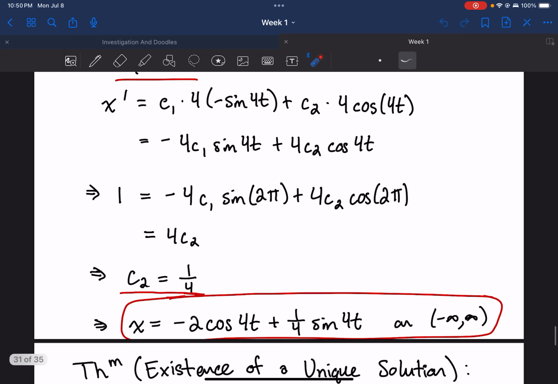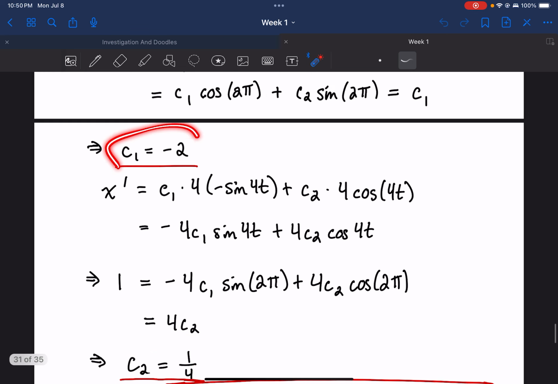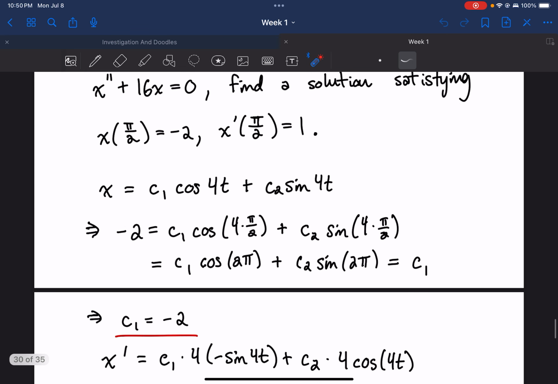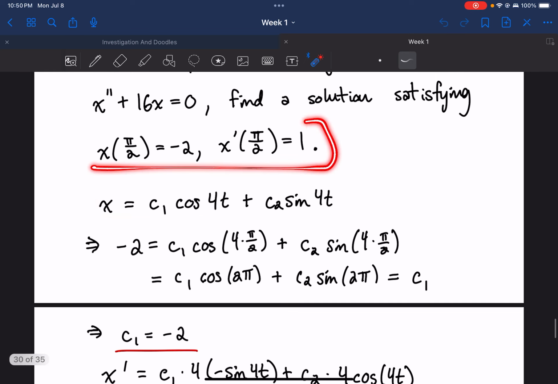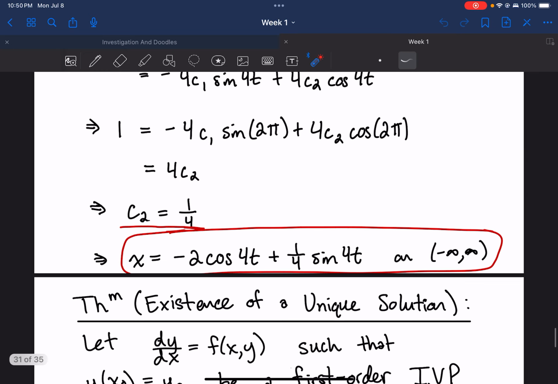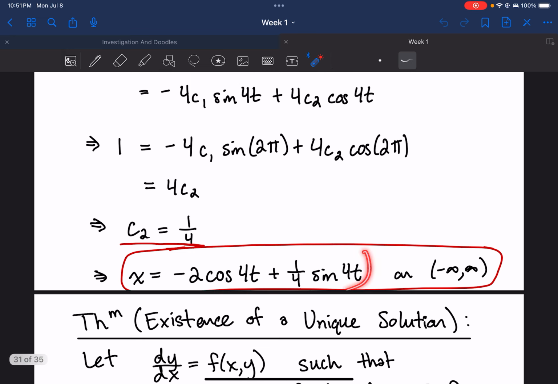So we've got c2 equals a quarter, c1 equals negative 2, and we know the general form of x, so we can find the specific solution satisfying these initial conditions, which is x equals negative 2 cosine 4t plus 1/4 sine 4t. And since these functions are defined everywhere, they're nice and continuous and differentiable everywhere, the solution is on the entire real line.